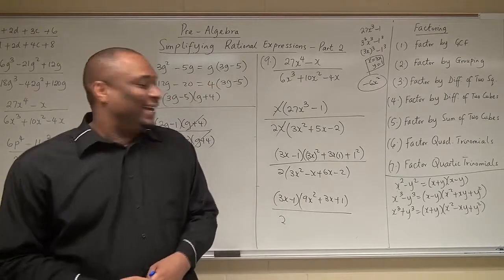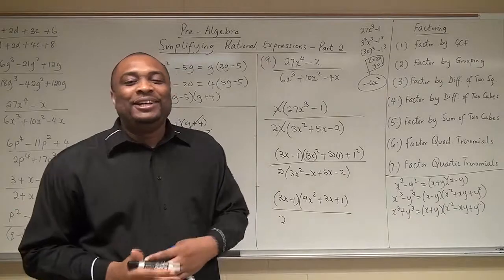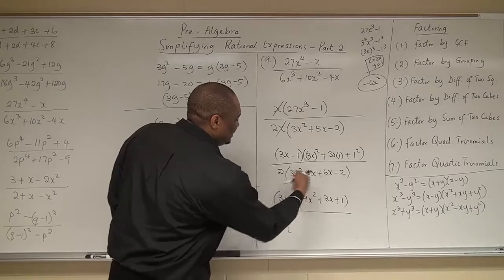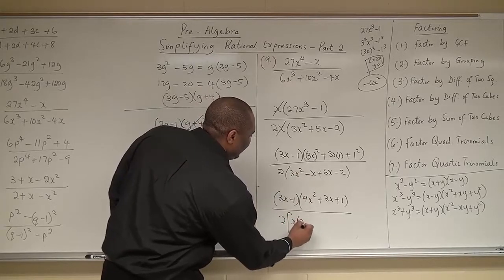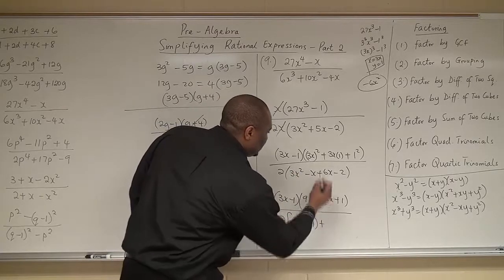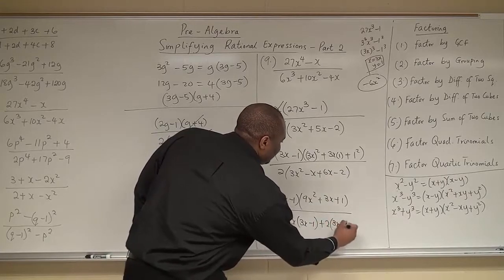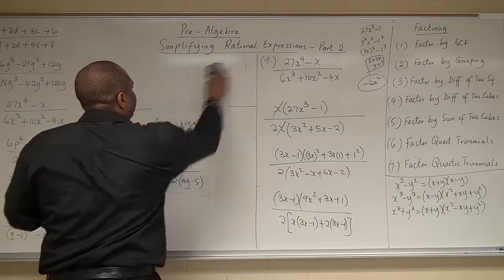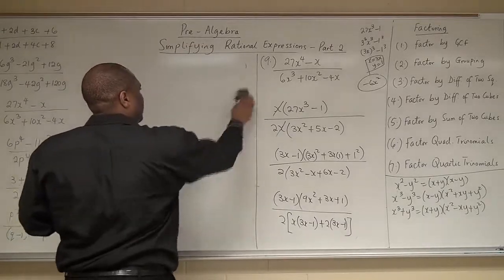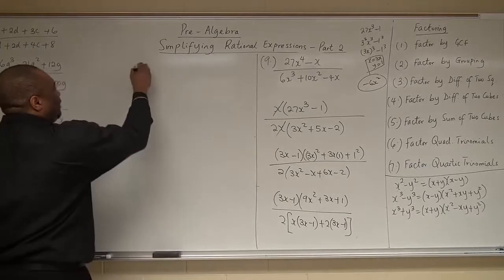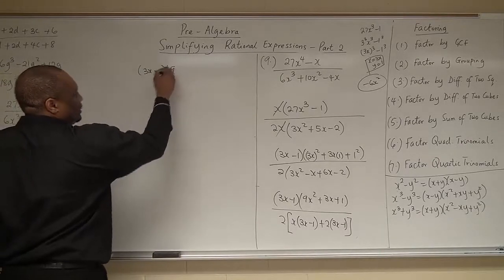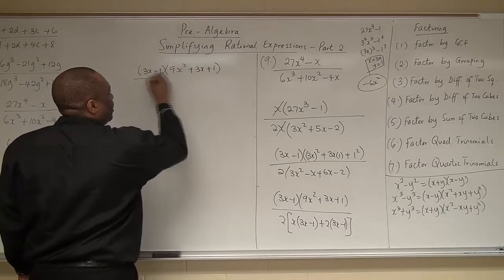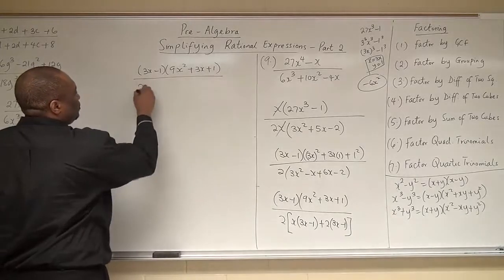Now, we have been doing a vertical method. So let's do horizontal method in this case. Okay, what is the GCF there? X, 3x minus 1 plus 2, 3x minus 1. Okay, so let's finish this stuff. What we're gonna get? We now have 3x minus 1 times 9x squared plus 3x plus 1 all over 2.